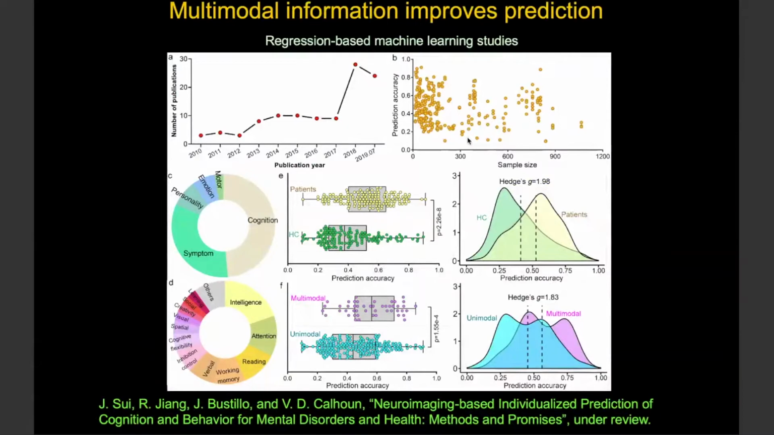One of the things that we noticed was that, for all of those studies we could find that did multimodal, you see a fairly consistent shift to the right in terms of prediction accuracy for multimodal data. So there's actually a value in multimodal data here.